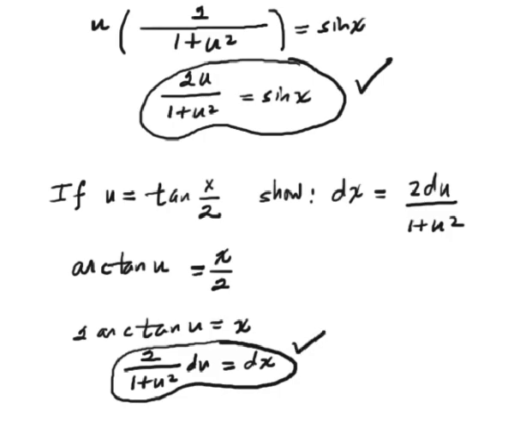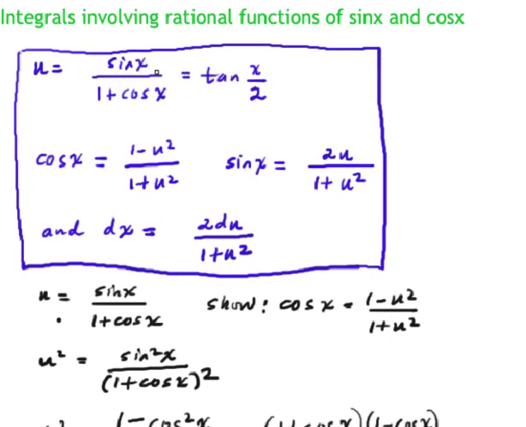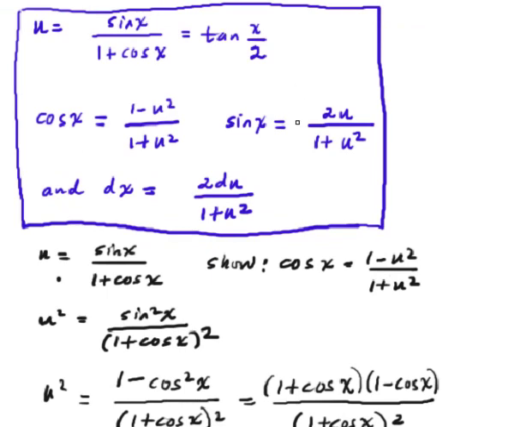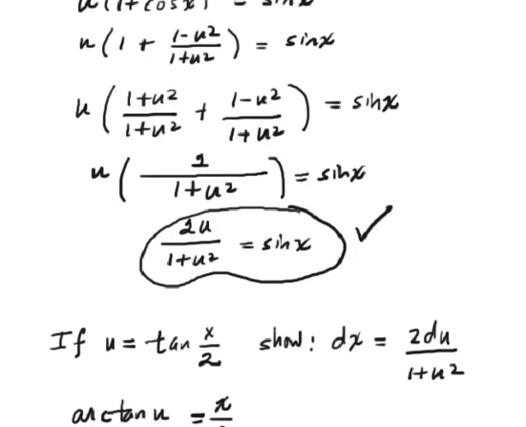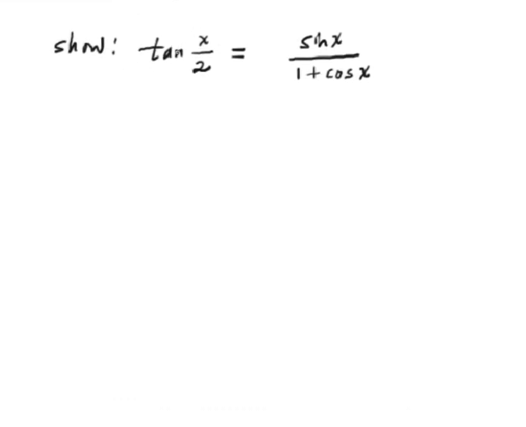Of course we haven't yet shown that sine x over 1 plus cosine x is equal to tangent x over 2. So that we'll show next. And then we'll be done showing that all of these equations are true. So we want to show that tangent x over 2 is equal to sine x over 1 plus cosine x. All right, well, remember first of all, we know that tangent x over 2 is equal to sine x over 2 over cosine x over 2.